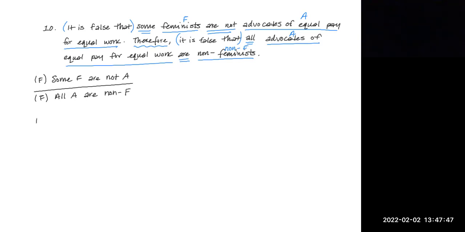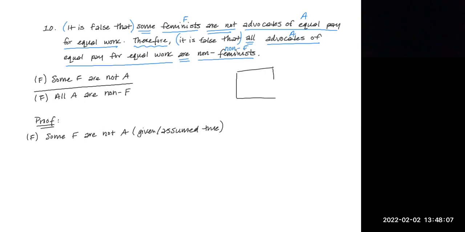The first line of our proof would be, again, to repeat the premise. It is false that some F are not A, given or assumed true. And then we go to the square to start off. So that's where we've got our information.